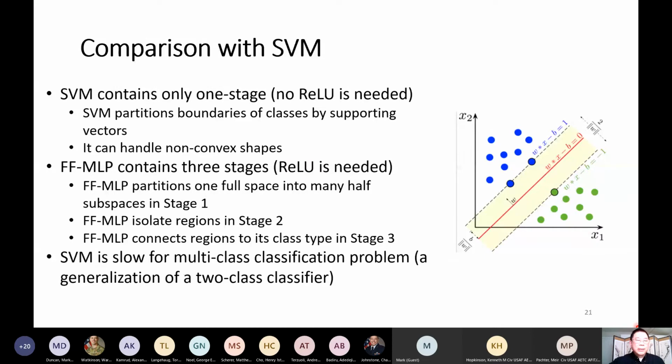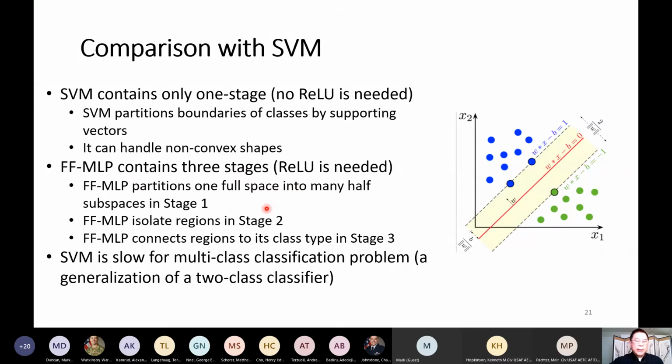And here I want to compare this with the support vector machine. Actually, the support vector machine only has one stage. Because of one stage, there's no cascade, so you don't need a ReLU. And they partition the boundary using so-called support vectors. They want to maximize the margin between the two classes. So the class label is needed, and you want to maximize that, and it's data-driven. The feed-forward MLP actually has 3 stages.